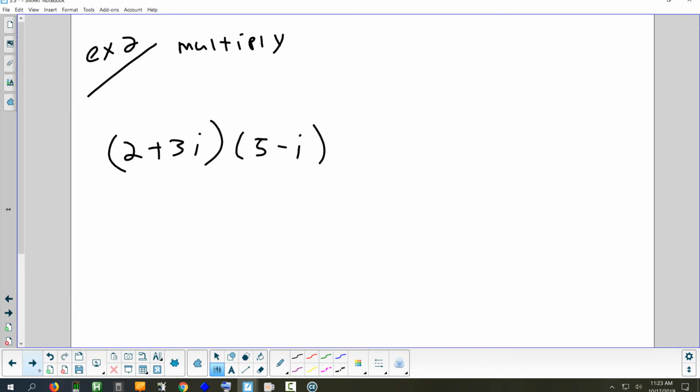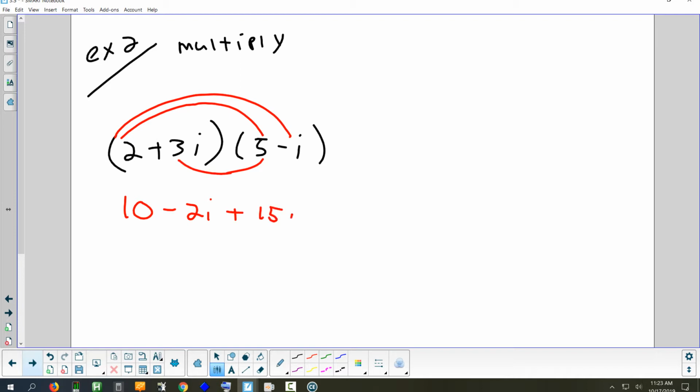Okay, now we want to multiply. What did I say you have to do here when you multiply? I gave you actually 2 different words because I said some people might have not learned it using this term. Yep, FOIL. We got a FOIL. So let's start it out. Jacob, what's 2 times 5? 10. And Nakara, 2 times negative i? Negative 2i. Okay, Chris, 5 times 3i?